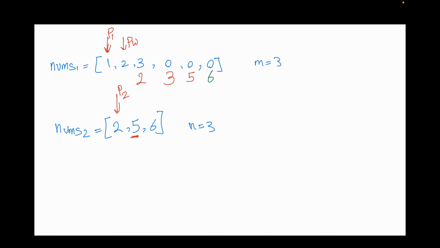So now again we compare the value at p2 and the value at p1, and we can see that this one is greater. We put 2 here, and that's it. We reach the end of nums2, and we don't care about the value here anymore. So that's it. Let's bring another simple example.